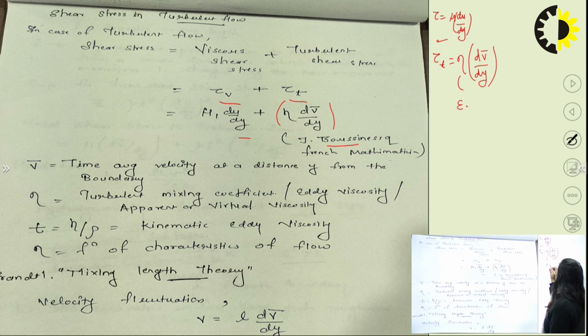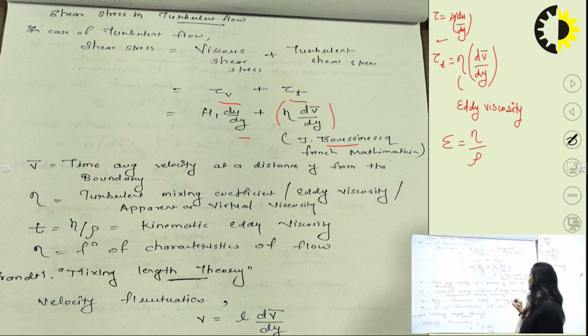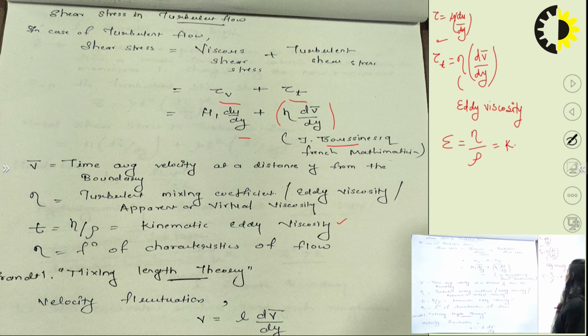Your eddy viscosity. This is your eddy viscosity. Now there is another term introduced by Boussinesq, epsilon. Epsilon is equal to eta by rho. You can write it as epsilon, or you can write it as T, as mentioned in this line. This is your kinematic eddy viscosity.